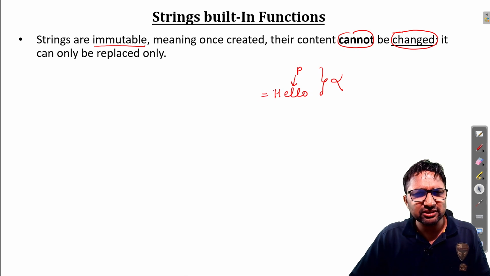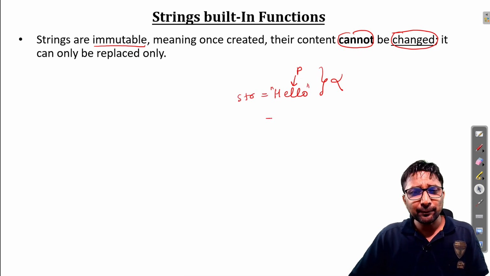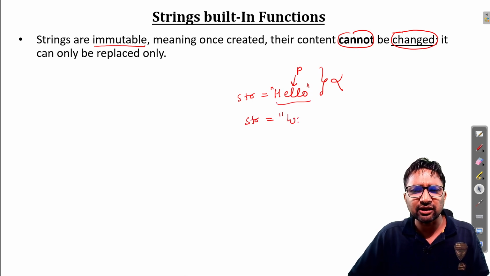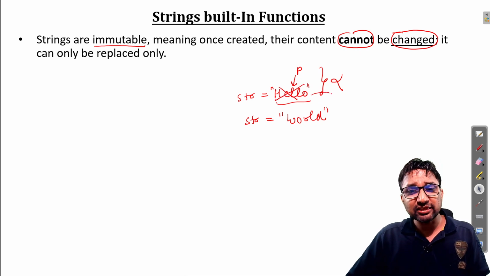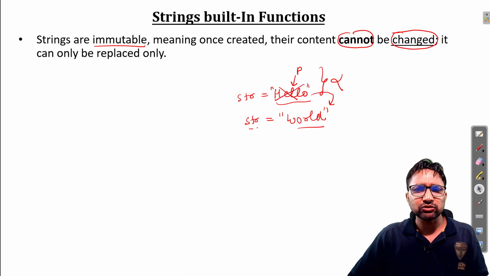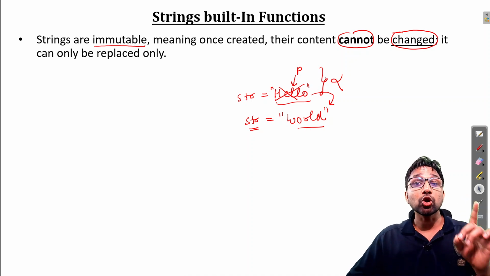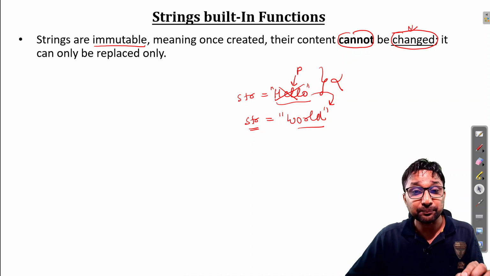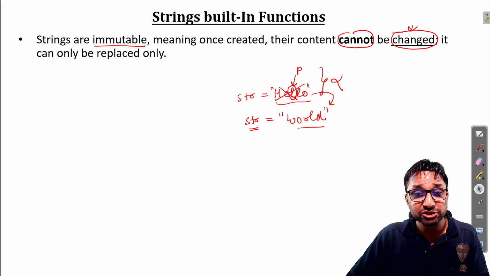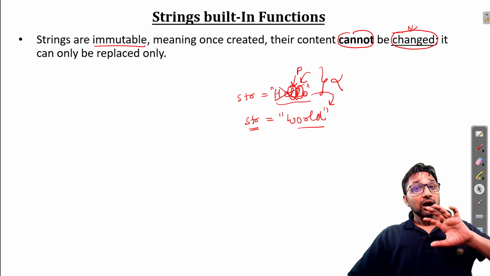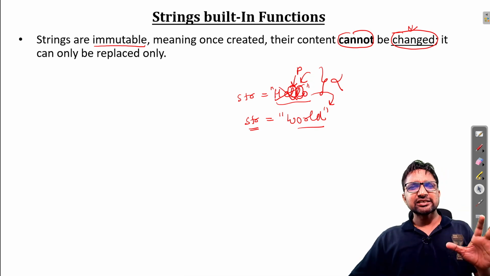Although if you are storing this string in some variable, let's suppose str, you can replace it. You can replace this string with some other string, like you can write the world. So this complete string is replaced with another string. That is okay, that is fine. Now this str variable is storing the world. But you cannot change the present value, like you cannot change any character here with some other character. Replacing is allowed but changing is not allowed.